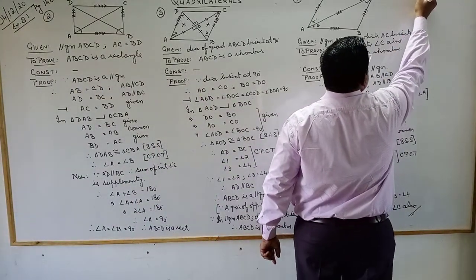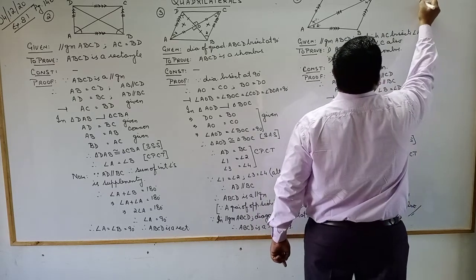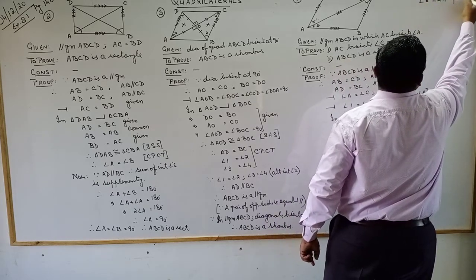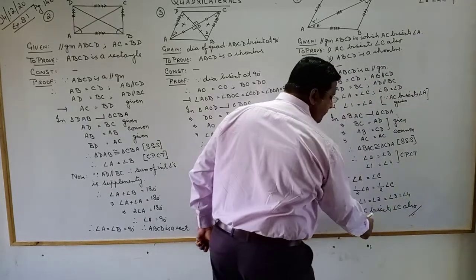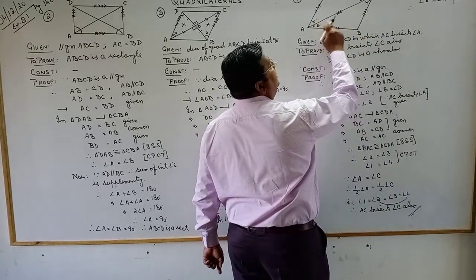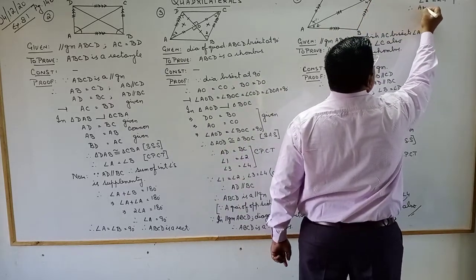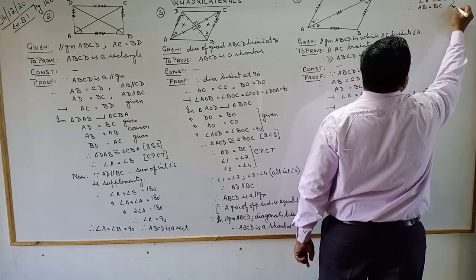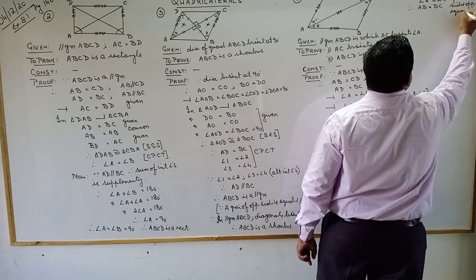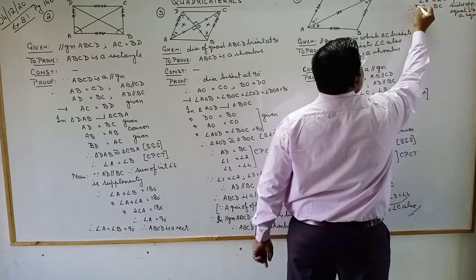Now in triangle ABC, angle number 2 is equal to angle number 4. Proved above. So therefore, sides opposite to the equal angles are also equal. AB is equal to BC. Write down: sides opposite to equal angles are equal.